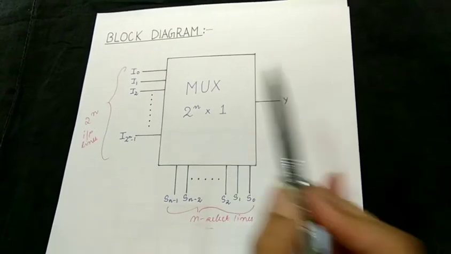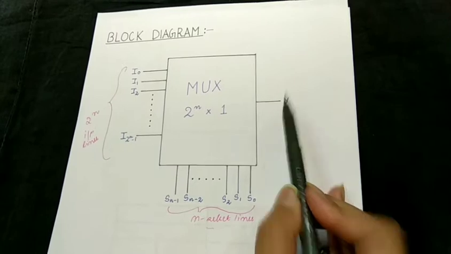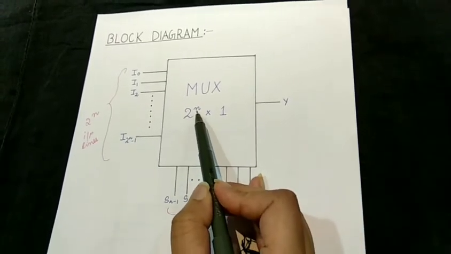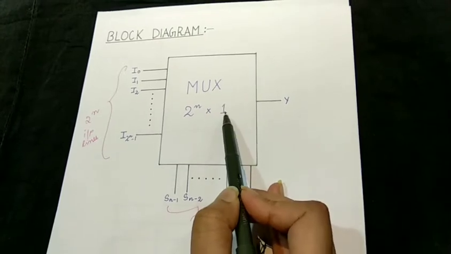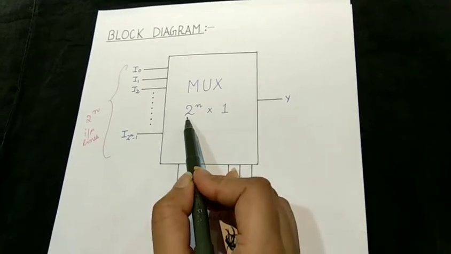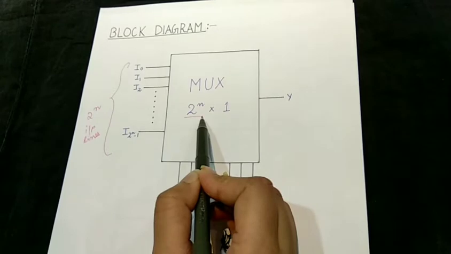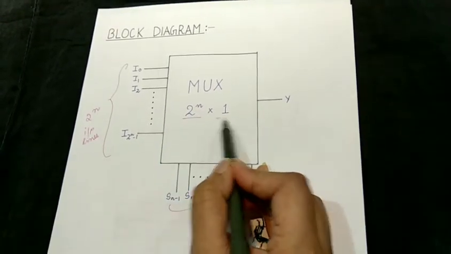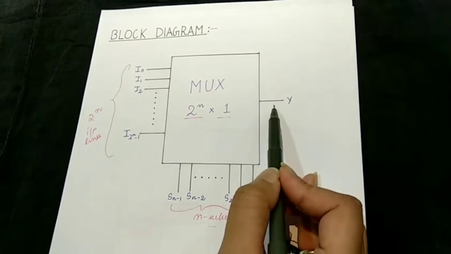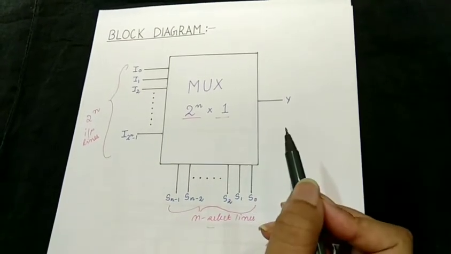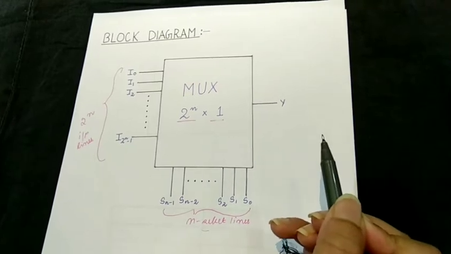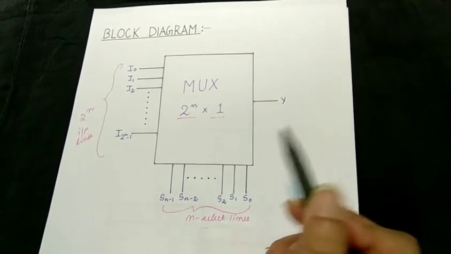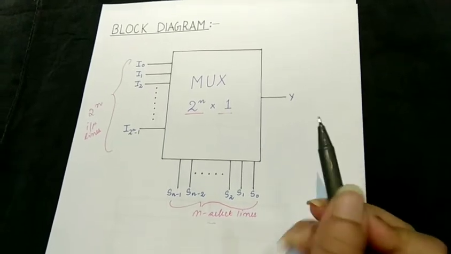Since it's a multiplexer, it will always have one output line. This multiplexer is named as 2 raised to the power n cross 1 mux. Why 2 raised to the power n? Because here this 2 raised to the power n indicates the total number of input lines and this 1 indicates the one output line. Now, multiplexers are used in various fields where multiple data needs to be transmitted using a single line.